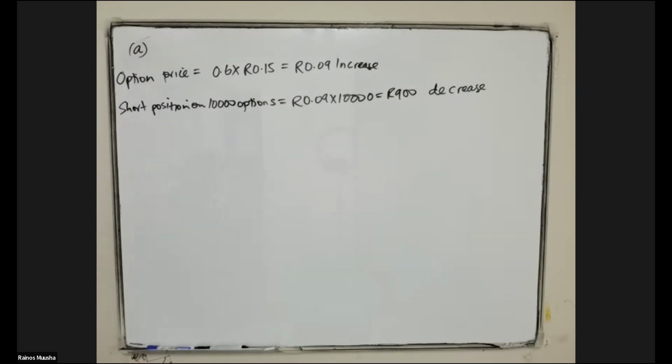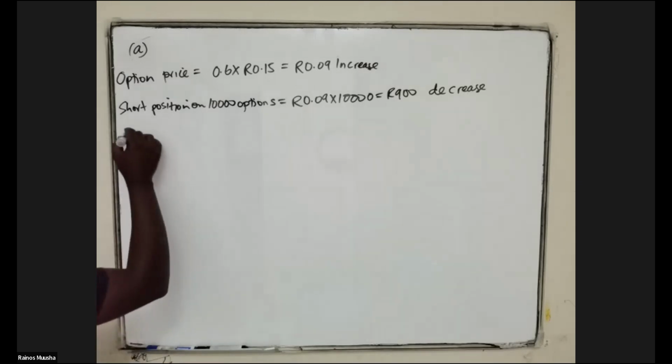Then now we need to find out exactly what happens with the delta of the single option and also what happens with the delta of the short position on 10,000 options as well. So remember, if you check, we say the gamma estimates the delta, isn't it? So the gamma estimates the delta.